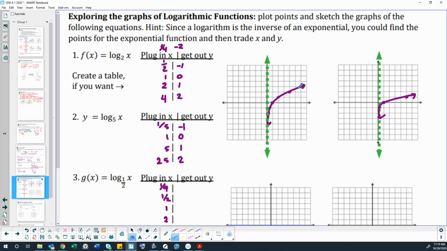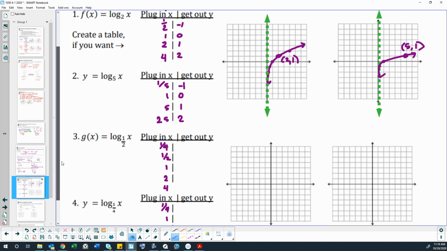It's the base that makes that point kind of a different place. Like this point right here is at (2, 1) because the base of that logarithm is 2. Whereas this one is going to have a point at (5, 1) because the base of that logarithm is 5. If it was base 10, then it would have a point at (10, 1), and it would be an even flatter graph.